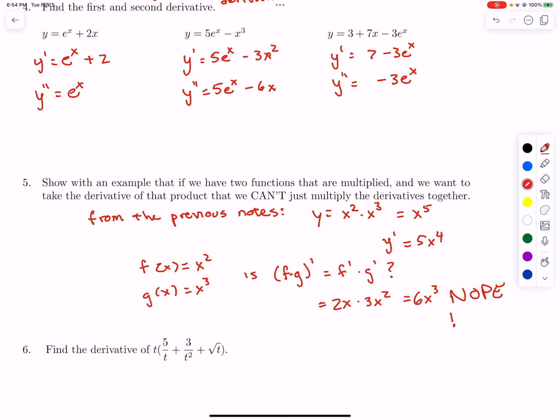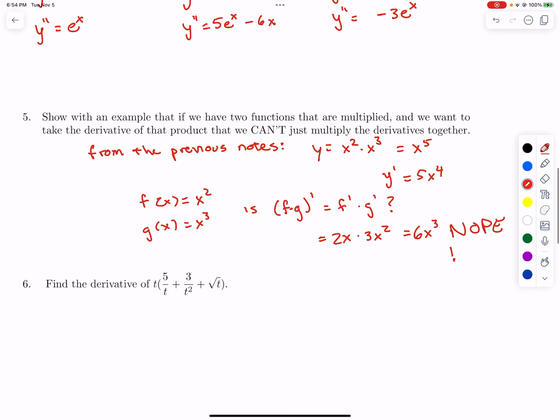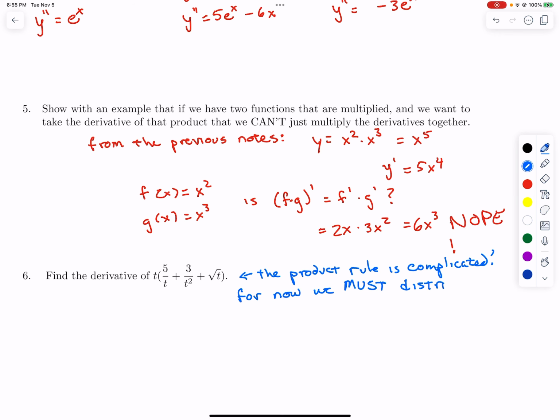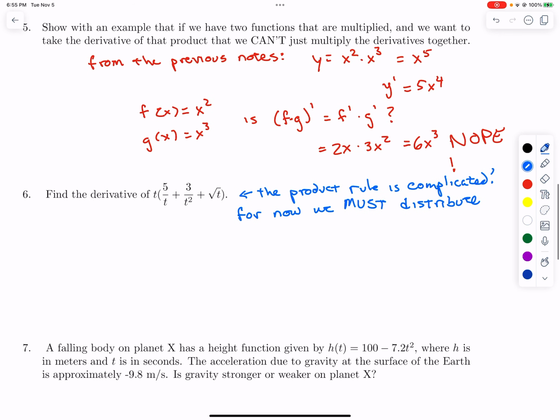The product rule will end up being more complicated. So be careful. We will learn the product rule in 3.3, but for now, we must distribute. Which means we can't even do x times e to the x yet.